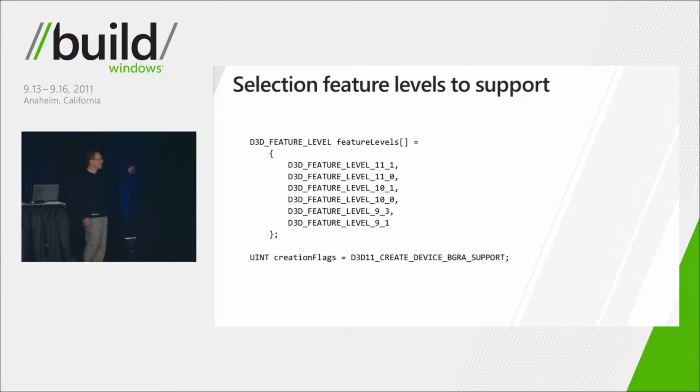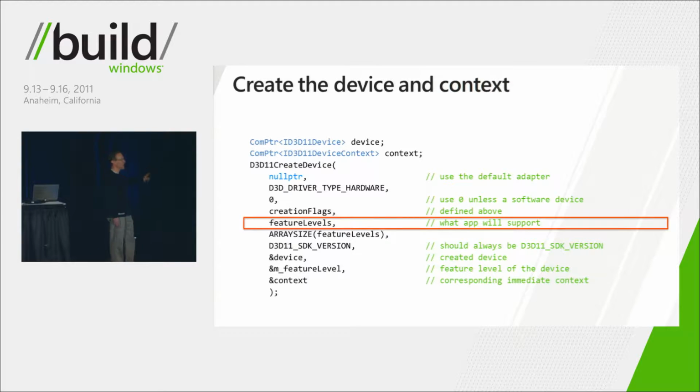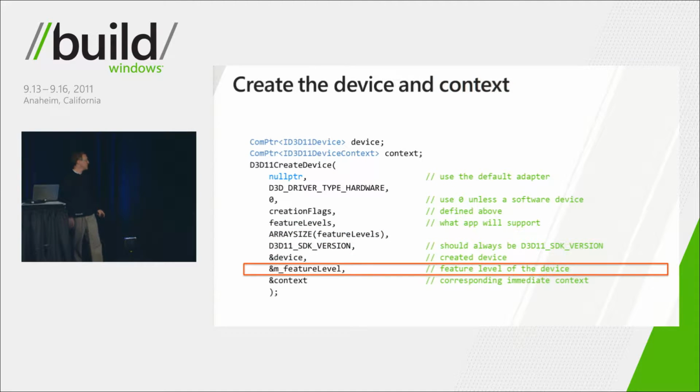Then after we've created this list, we're going to make a D3D call, which is the D3D 11 create device. This is where we specify the feature levels that we're actually interested in. And the operating system is going to return in this variable the feature level that's actually available on the system. This then allows you to configure your software based on the feature level of the hardware that you're actually running on.